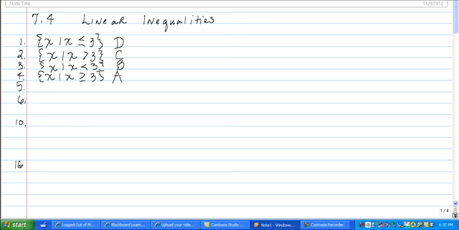Number 5, the set of all x such that x is between negative 3 and positive 3 inclusive. So we need 2 square brackets, and so that is answer F. Okay, number 6. We have less than, same thing as the last one except just strictly less than. So in that case we would need 2 parentheses, which is answer E.